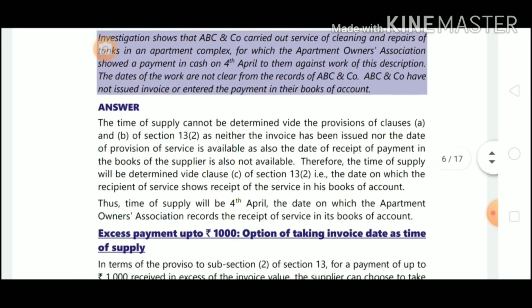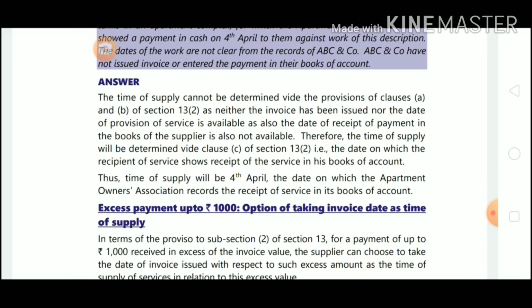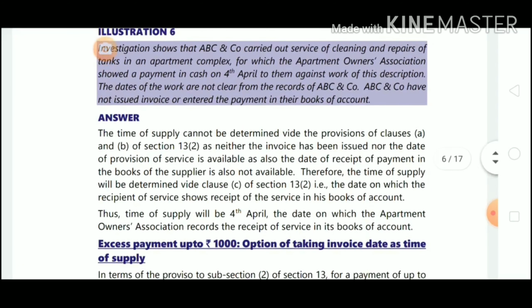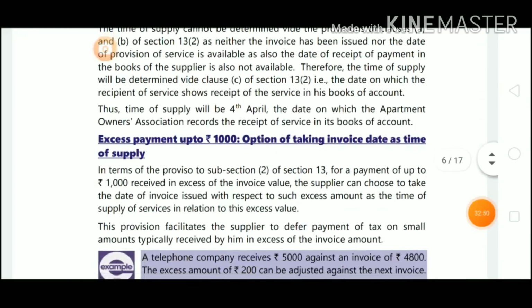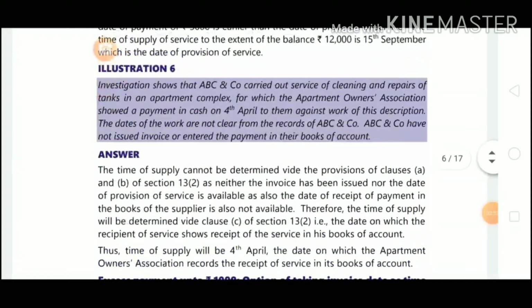Remember that chart which we discussed? In that case it was given, if the above events are not ascertainable, then we'll take this entry, date on which recipient of service shows receipt of service in his books of account. So in this case TOS will be 4th April, the date on which the Apartment Owners Association records the receipt of services in its books of account. Clear? So skip this provision part. Illustration 6 is done.